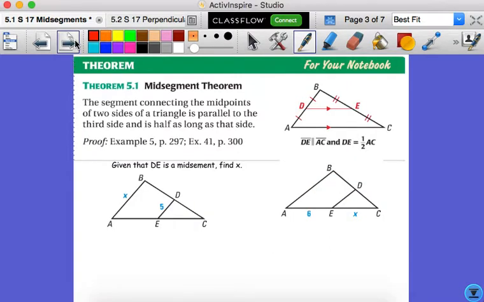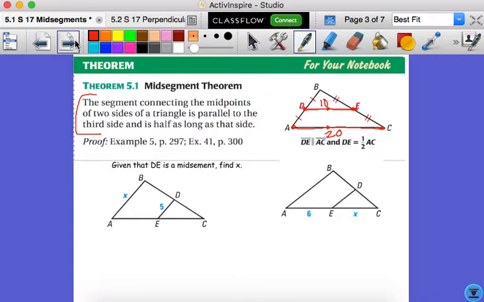So our mid-segment theorem is here, and I would recommend that you pause the video to jot that down. It says that that segment is parallel to the third side, and it's half as long as that side. So if you're looking at this mid-segment here, this is parallel to this side, and it's half the size of that. So for example, if this were 20, this mid-segment would be 10.